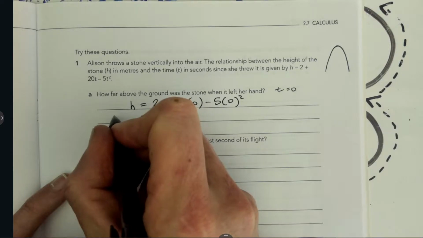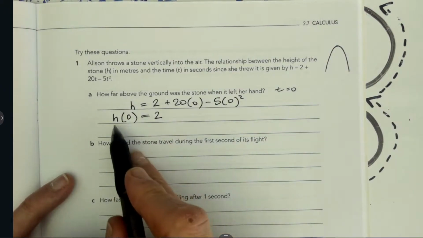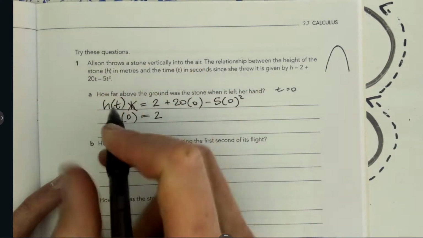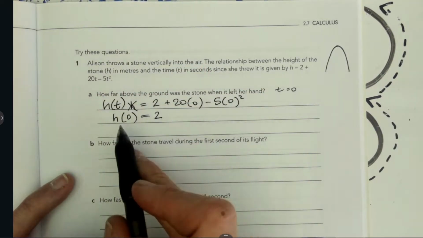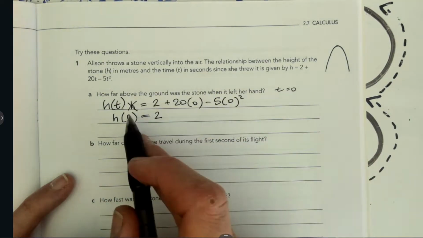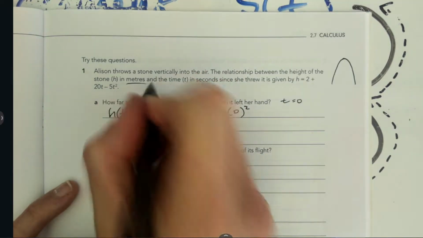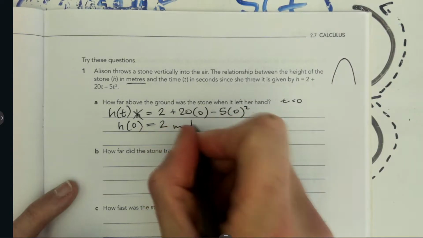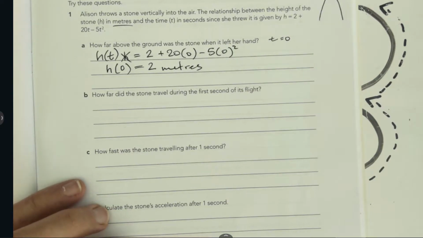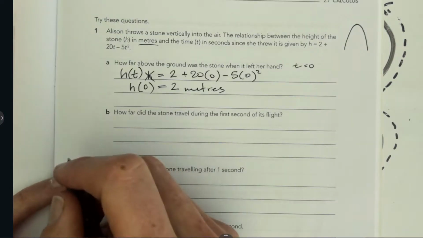See how we had h? I would actually like to call it h of t, height in regard to time, so h when t is 0. It makes it obvious that we're looking at time 0, and then that substitution gives us 2. Now we're going to have to do units. h is in meters, so we're going to have to put 2 meters. Okay.